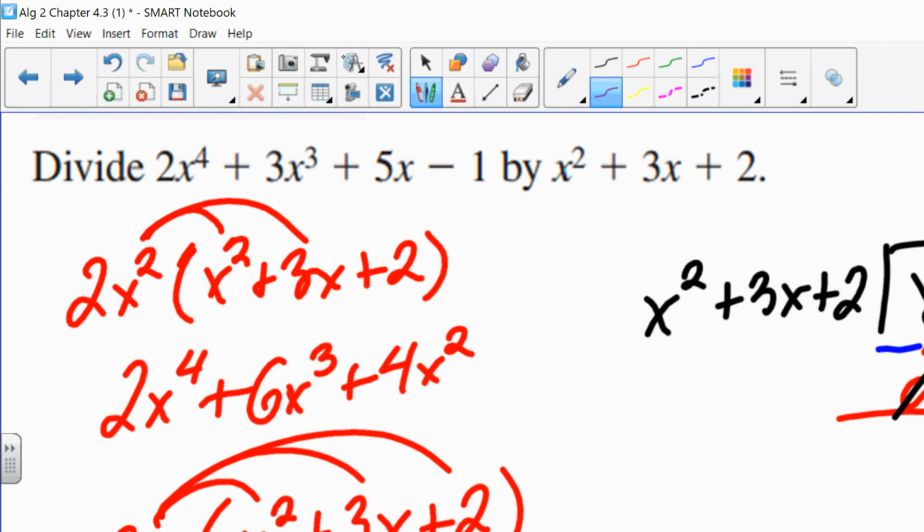And then we drop down the negative 1. So this here would be our last one. Because do we have any other numbers left up there? No. So this is the last one. So we need to see what times x squared gives us 5x squared. 5. So we would put plus 5.